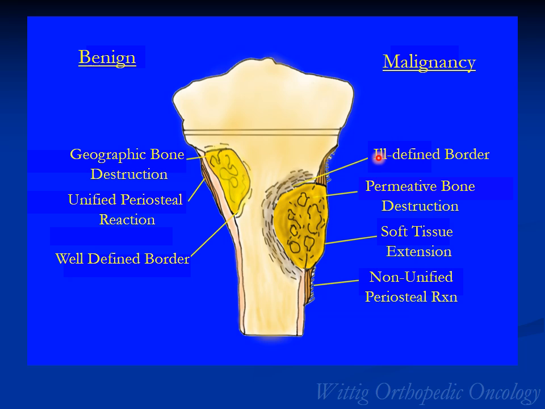Malignancies demonstrate an ill-defined border. They may be permeative or moth-eaten. They can extend into the soft tissues. When they extend into the soft tissues, usually they destroy the periosteum around the perimeter of the soft tissue component. They may elevate the periosteum at the perimeter or between individual Haversian canals, and they cause an interrupted periosteal reaction, such as a Codman's triangle, hair on end, or sunburst reaction, or even an onion skin reaction.